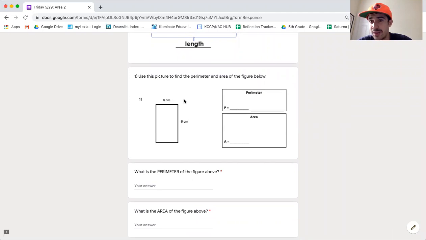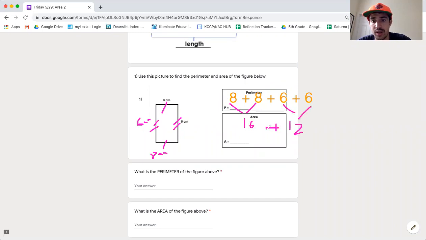I know that because it's a rectangle, the sides opposite each other are equal to each other. So this side length is 6 centimeters and this side length is 8 centimeters, which means when I find my perimeter, I can just add 8 plus 8 plus 6 plus 6. 8 plus 8 is 16, 6 plus 6 is 12, and now 16 plus 12 equals 28. So the perimeter, or the distance around this figure, is 28 centimeters.